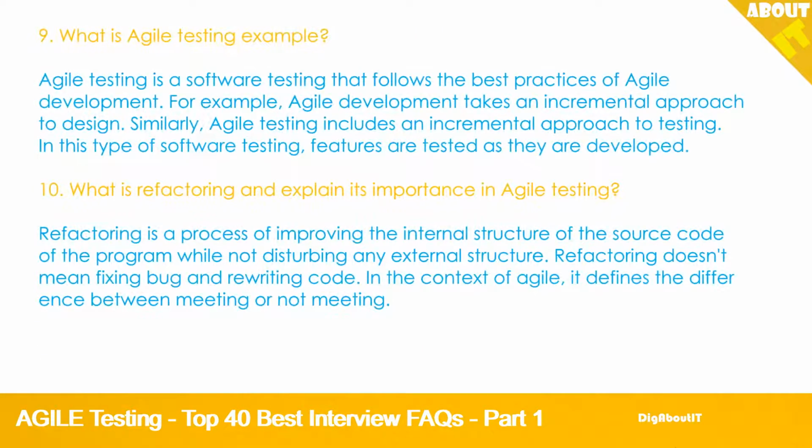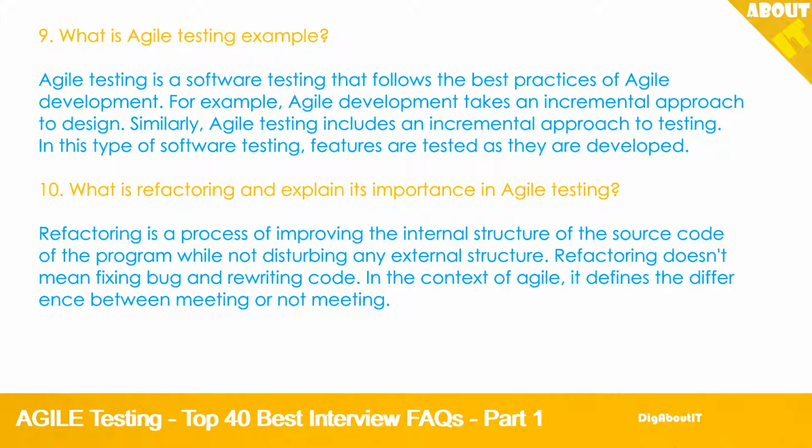9. What is agile testing example? Agile testing is software testing that follows the best practices of agile development. For example, agile development takes an incremental approach to design. Similarly, agile testing includes an incremental approach to testing. In this type of software testing, features are tested as they are developed.